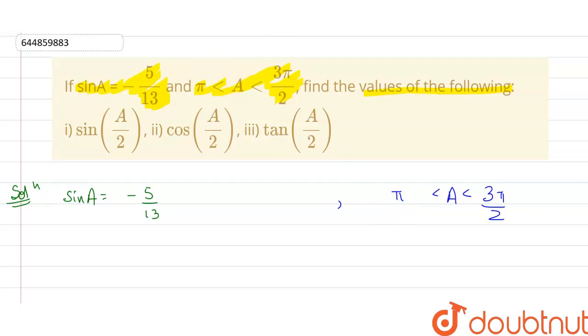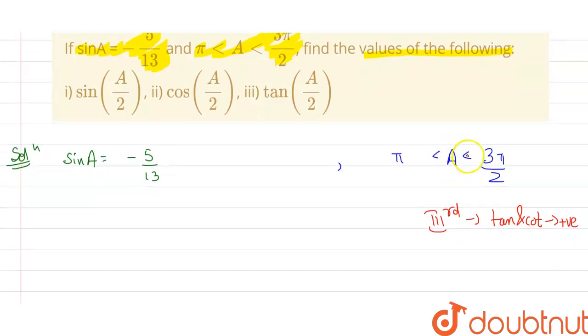So this A belongs to which quadrant exactly? In my third quadrant, from pi, 180 degrees, to 270 degrees. This is my third quadrant, and in the third quadrant we know that only tan and cot are positive.